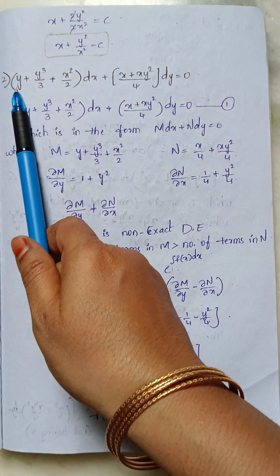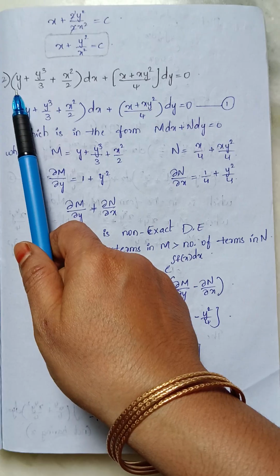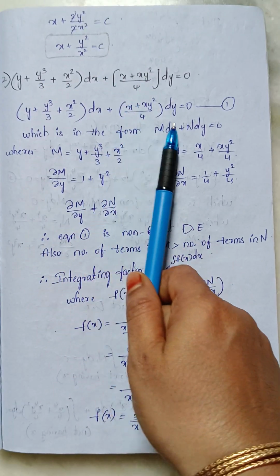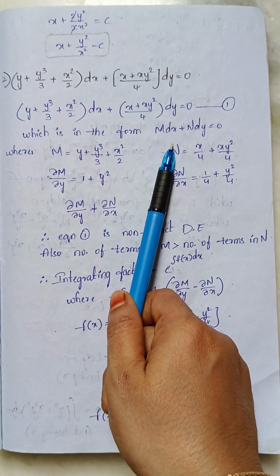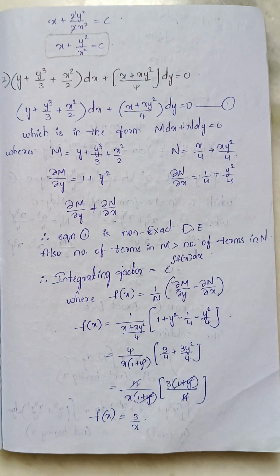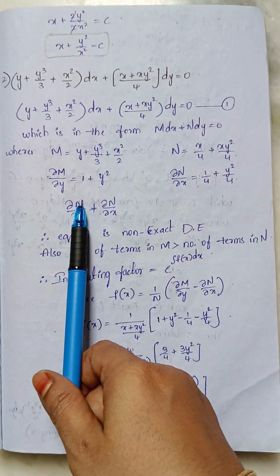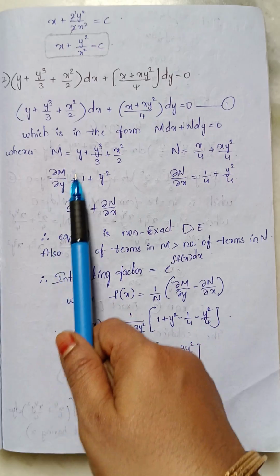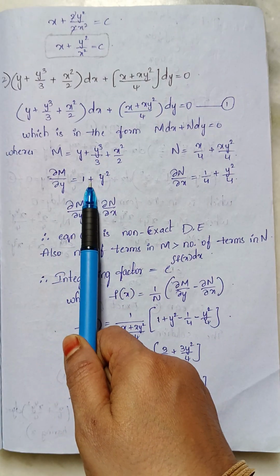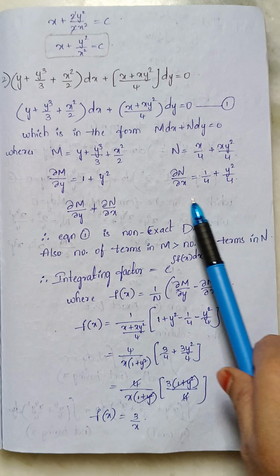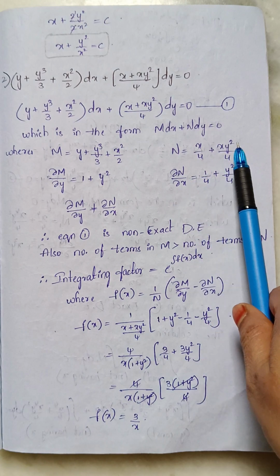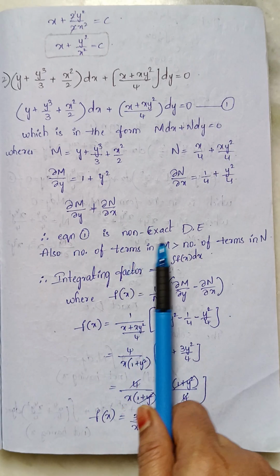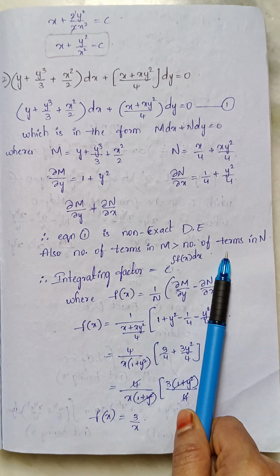Here also, the number of terms in M are 1, 2, 3 here, and the number of terms in N are 1, 2. So M has more terms, that is, the number of terms in M is greater than the number of terms in N. That's why first of all we need to check whether it is exact or not. With respect to y it is 1, it is 3x square by 3 and constant 0 here. And with respect to x it is 1 by 4 here, y square by 4 is constant, and the x derivative is 1. So these are not equal, in the sense it is non-exact and the terms in M are greater.